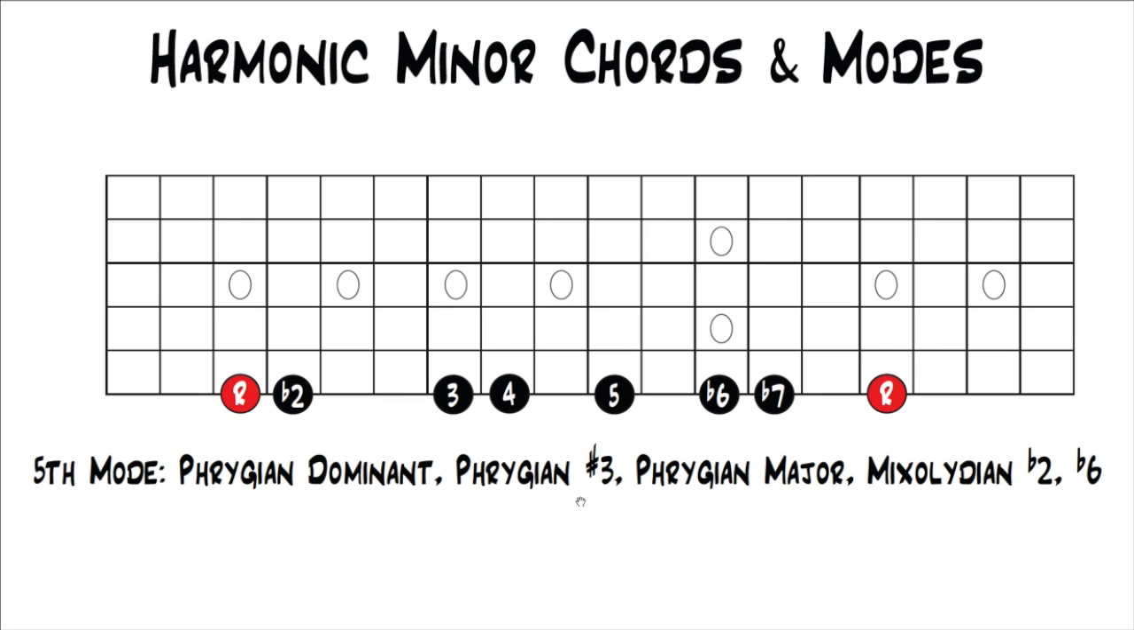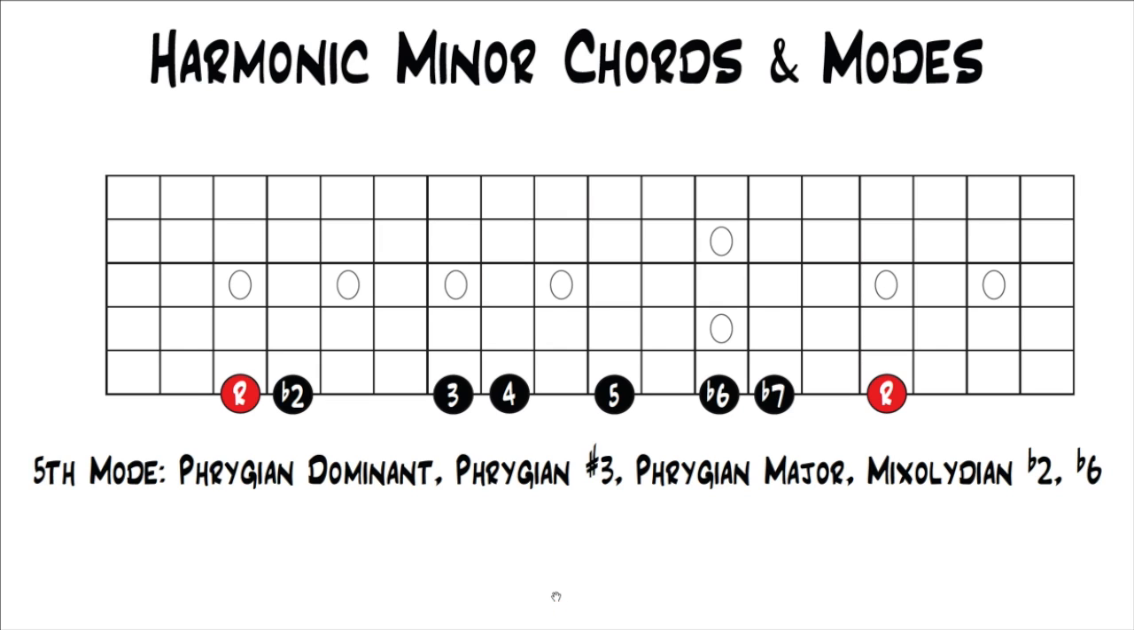The 5th mode is a very common mode. So the 1st mode and this mode are by far the most common modes of the harmonic minor scale, and this 5th mode is used all the time. And it's called Phrygian Dominant, or it can be called Phrygian Sharp 3, some people call it Phrygian Major, or it could be Mixolydian Flat 2, Flat 6. Those are all common names for it.